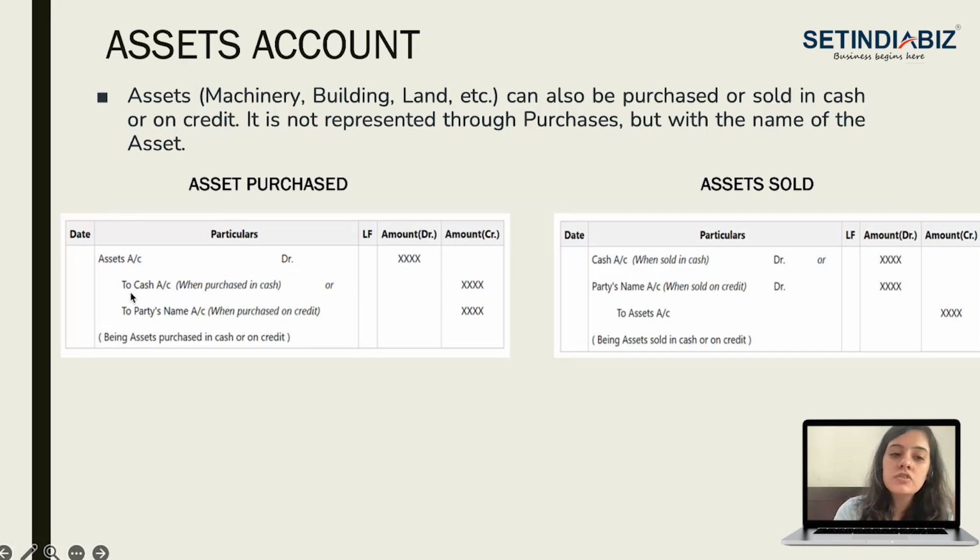Now, if it is purchased in cash, to cash account, as cash is going out. When it is purchased on credit, to the party's name account, right? So assets can be purchased in cash or on credit. When assets are sold, cash is coming in. If it is sold on credit, it means the payment will be received after some time, not immediately. Till the time we receive the payment, we will record the party's name: party's name debited to asset account. Asset is being decreased, so it will be credited, right?